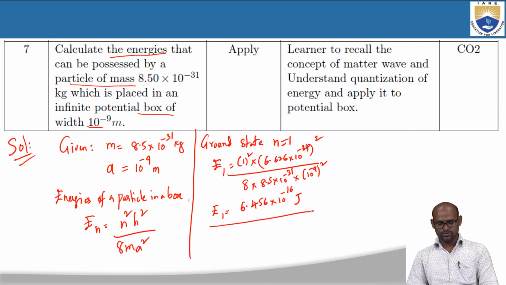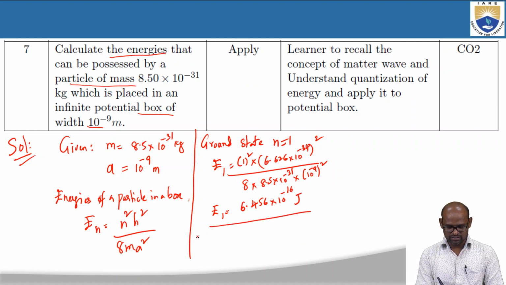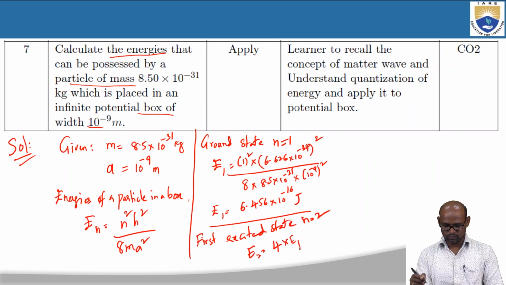Once you calculate the ground state energy, you can calculate the first excited state energy. For the first excited state, n is equal to 2. So E2 will be 4 into E1. E1 is already known, so E2 is 25.82 into 10 power minus 16 joules.